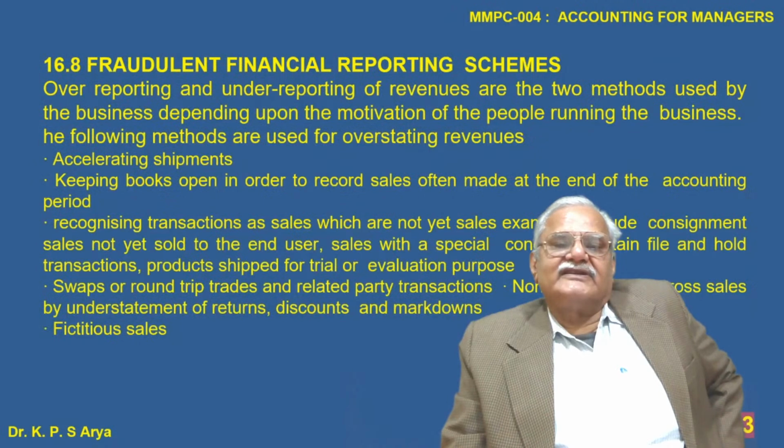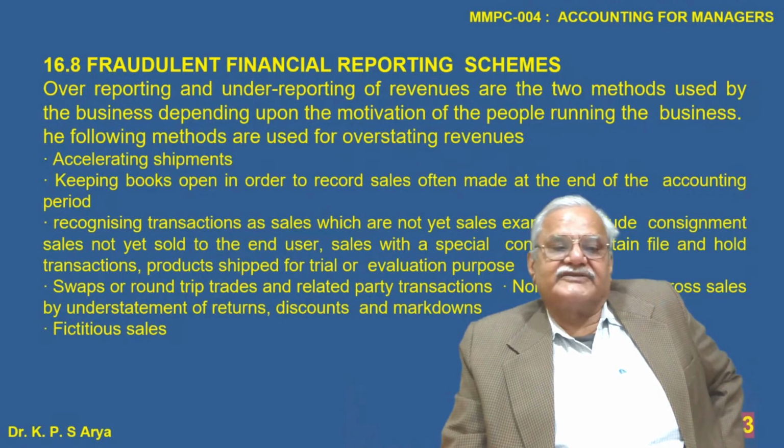The fraudulent financial reporting schemes are over-reporting and under-reporting of revenues, the two methods used by the business depending upon the motivation of the people running the business. The following methods are used for overstating the revenues. Accelerating shipments, keeping books open in order to record sales, often made at the end of the accounting period, and recognizing transactions as sales which are not yet sales.